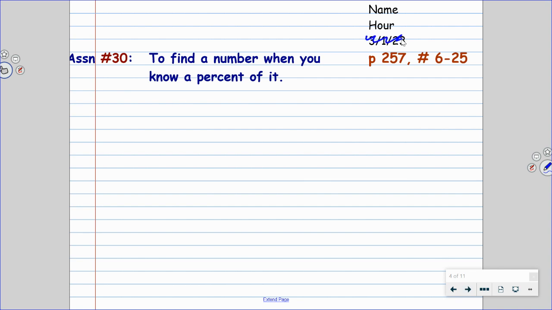No matter what the date, no matter what the assignment number, go ahead and pause, title your paper, and be ready for some examples. Come on back when you're ready.